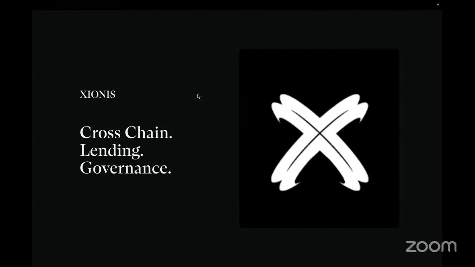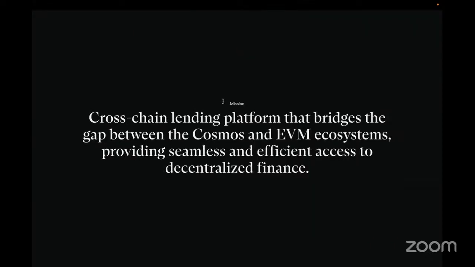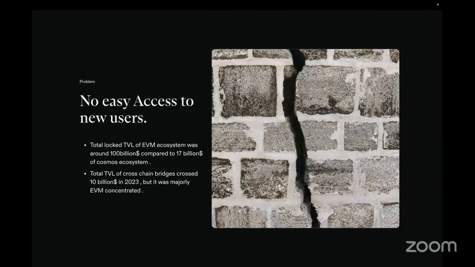Now, moving on, I will explain to you guys the mission at Xionis. So basically, it is, as I explained, a cross-chain lending platform that bridges the Cosmos and EVM ecosystems and provides seamless and efficient access to DeFi. As a new user to the crypto world, most users are familiar with the EVM ecosystem, not with the Cosmos ecosystem, which is a major issue.